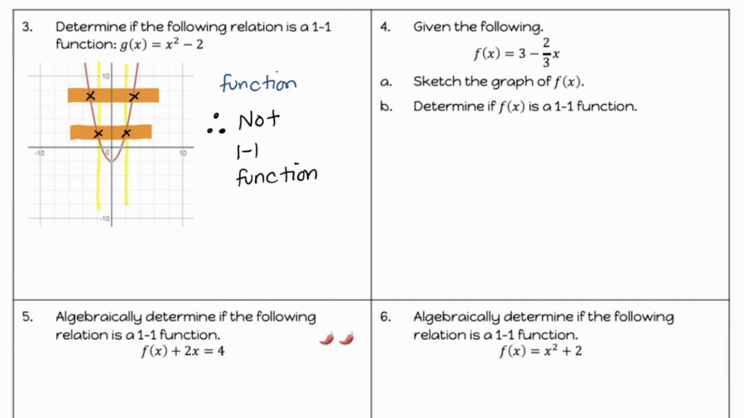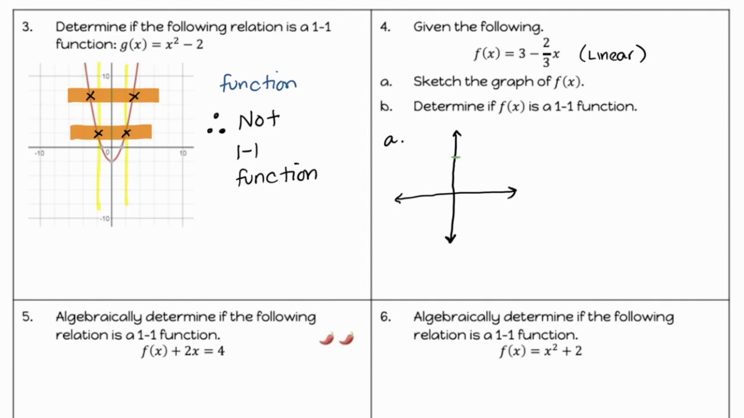For number 4, given the following, we have f of x is equal to 3 minus 2/3 x. Part A wants us to sketch the graph of f of x. So when we're sketching, we're rough sketching it based on what we see on our calculator. So I'm going to input this into my calculator. I already know what type of function it is because it is a function. This is a linear function. Just by looking at the equation, I automatically know that, and I'm hoping that you guys also notice that right away. So for part A, here's my rough sketch.